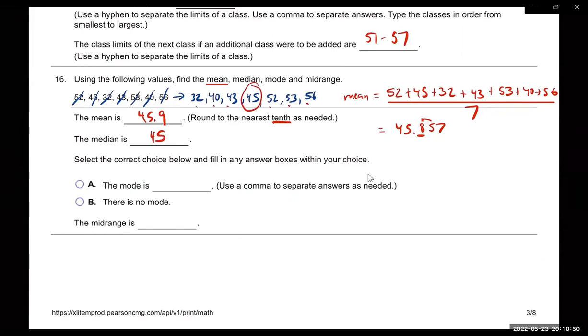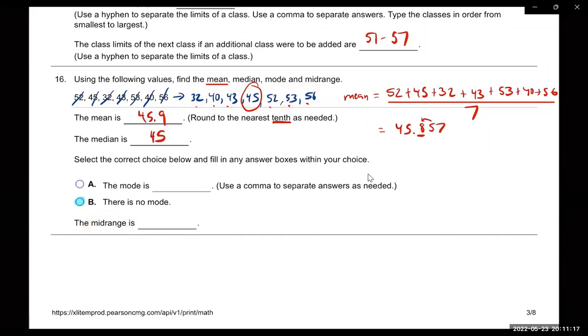All right, select the correct choice below and fill in. Okay, so what is the mode? Anybody see a mode? Or is there none? No, it's a mode if it's a repeat, right? Yeah, there's a repeat. But... Yeah, there's no mode. Okay, so that would be, there is no mode. And then the last question is the mid-range.